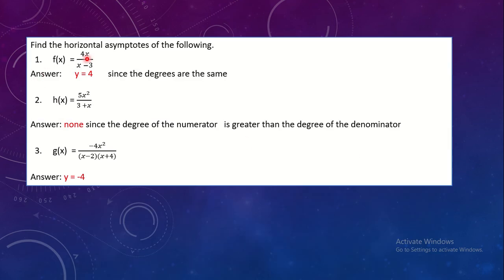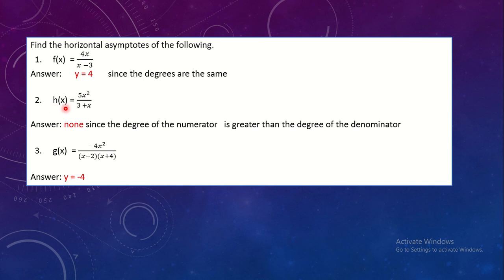Okay, this one is galing sa inyong module. Number 1, tingnan nyo po guys, parehas ang ating degree. X raised to 1 to x raised to 1. So, therefore, kunin mo yung leading. Yung 4 at saka yung invisible 1 dito. Diba meron yan? So, 4 divided by 1, it's 4.